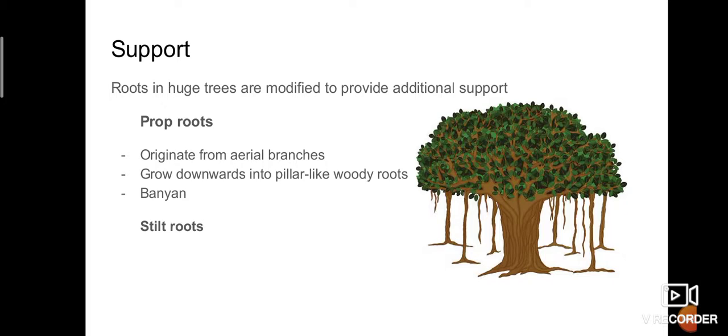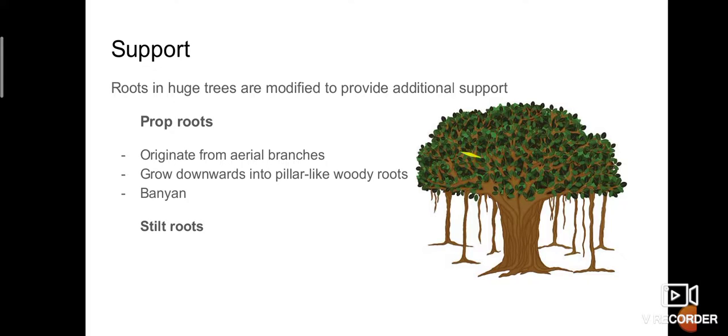So where do these prop roots originate? They originate from the aerial branches. See, this is the stem and these are the branches of the tree. They are quite big in size, isn't it? From these branches, some roots will be formed and they grow towards the soil. Those roots are called prop roots.